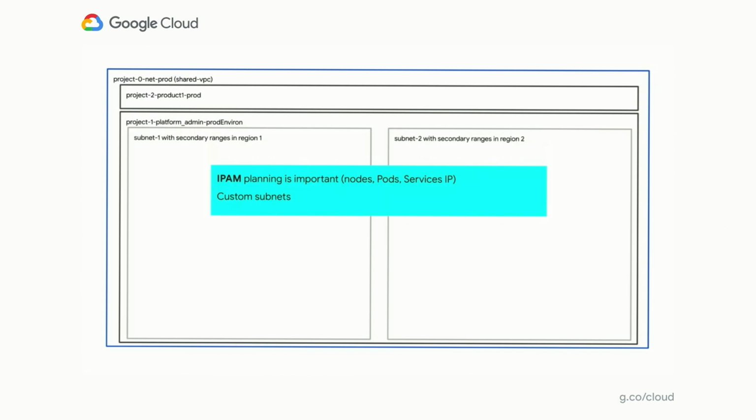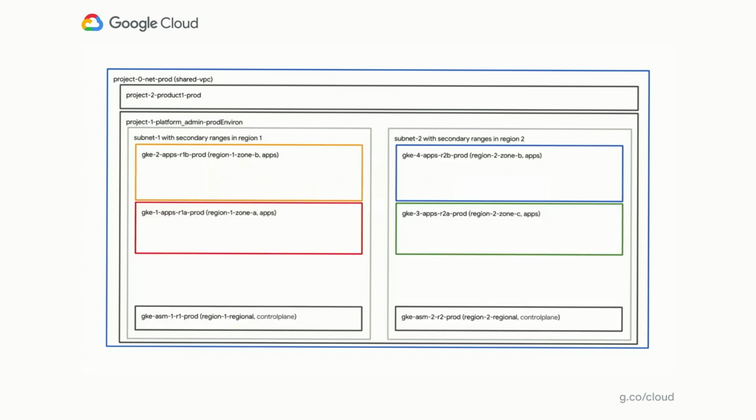IPAM, IP address management, becomes much easier. You have to start thinking about how many IPs do I need for nodes, how many IPs do I need for pods, which are the biggest resource hogs for IPs, and for service IPs. We always recommend using custom subnets, so not having IP wastage by having these automated subnets.